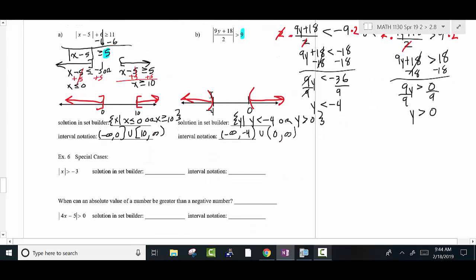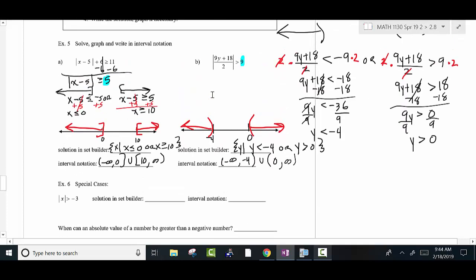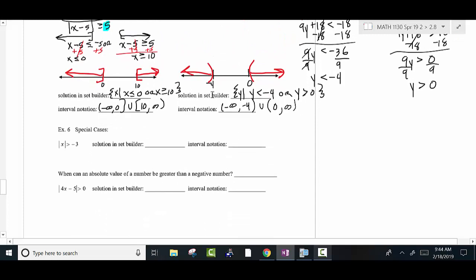All right, so let's look at these special cases here, and then there's a couple of things on the last page that we'll look at also. So this one just says absolute value isolated greater than -3. Here's the question that you ask yourself. When can an absolute value be greater than a negative number? It always is, exactly. Good.